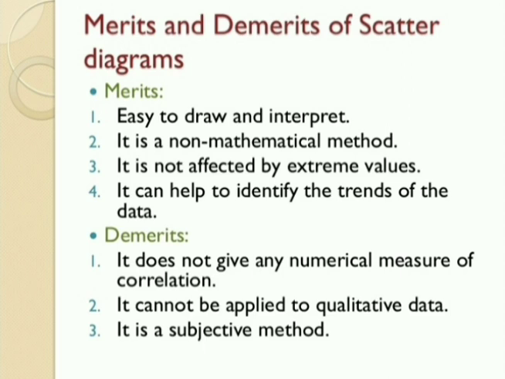Demerits. It does not give any numerical measure of correlation. That is, it does not possess any mathematical output and hence it can't be used for further mathematical calculations. Second, it can't be applied to qualitative data, hence it is only used for numeric data. Third, it is a subjective method, that means every individual's opinion is different while judging a scatter diagram.